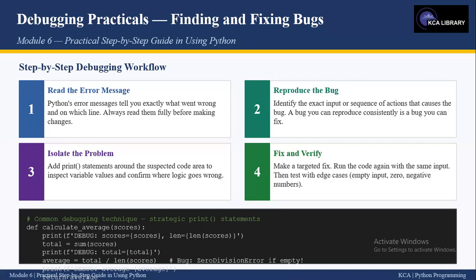Step 4, fix and verify. Make a targeted fix, then run the code with the same input. Test with edge cases such as empty input, zero, and negative numbers. So below is the example of common debugging techniques, strategic print statements.